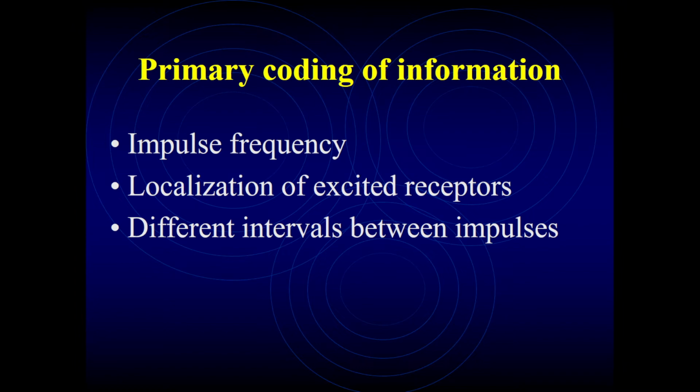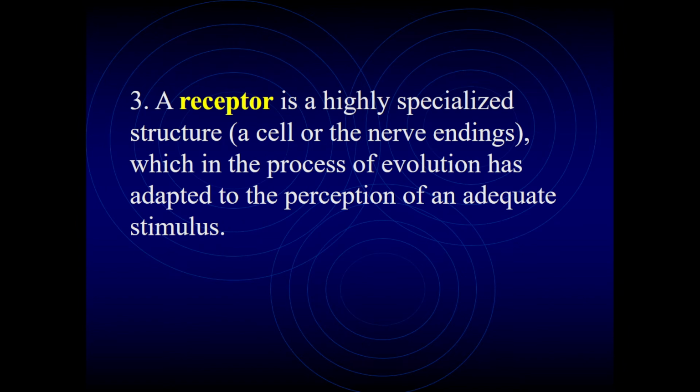Peripheral part of analyzers is receptor. What is receptor? A receptor is a highly specialized structure. It can be a specialized cell or the nerve endings, which in the process of evolution has adapted to the perception of an adequate stimulus.